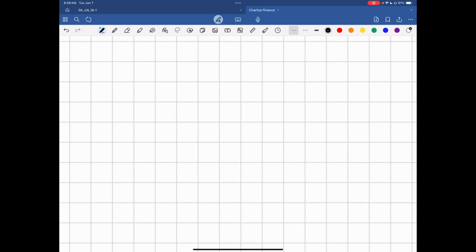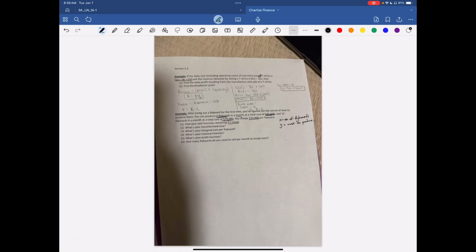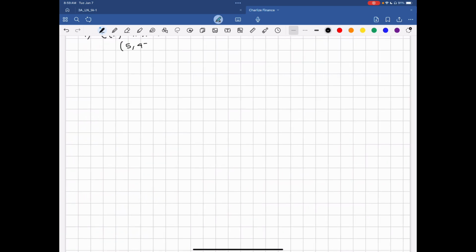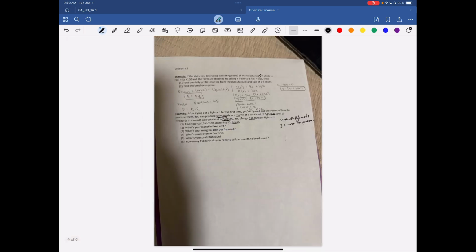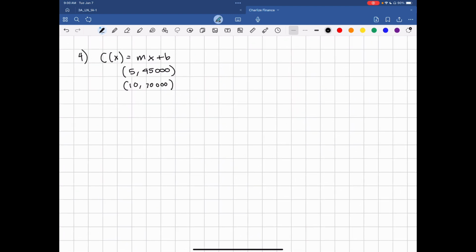Remember, in pre-calculus, when you're given 2 points, in this case 5, 45,000 and 10, 70,000, you automatically know that if you want to turn it into a linear formula, all you need is 2 points to figure that out.